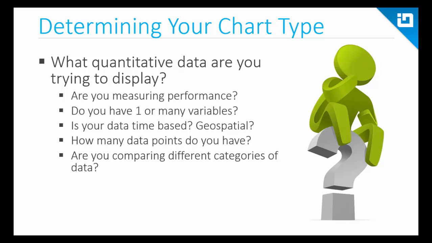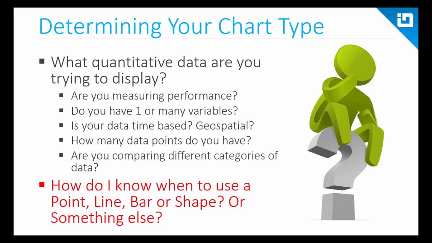Are you comparing different categories of data? So do I need a numeric x-axis, or an alphanumeric x-axis and an alphanumeric y-axis, or a combination of both? Or do I have to have an additional axis, an x2 or a y2 axis? It all depends on what your data looks like and really what you're trying to represent to the user. So the bottom line is, how do I know when to use a point, line, bar, or shape, or something else?